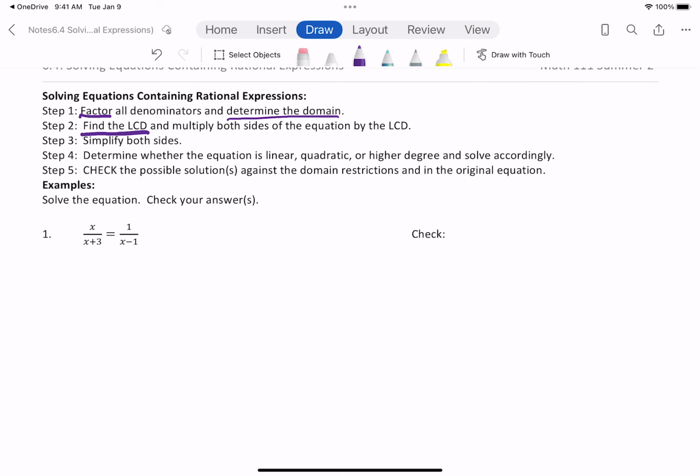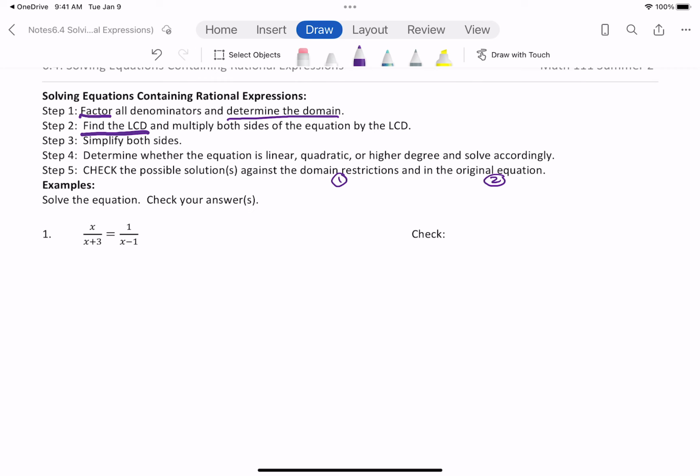And then, depending on whether the resulting equation is linear, quadratic, or some higher degree, we're going to solve the equation and then check the possible solutions. And we're going to do two things to check. One, we're going to check it against the domain restrictions. And two, we're going to check in the original equation. And both are necessary here.